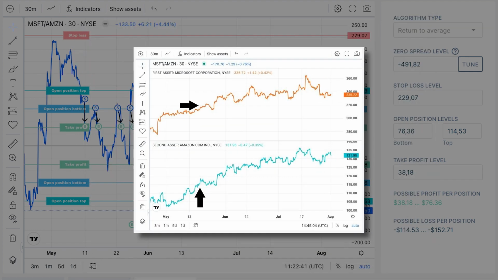Then the AI bot continues to recognize strength in Amazon and relative weakness in Microsoft, as highlighted by the arrows, where the Amazon stock is going up while Microsoft stock is staying relatively flat, or where both stocks are going up but Amazon's price is going up faster.